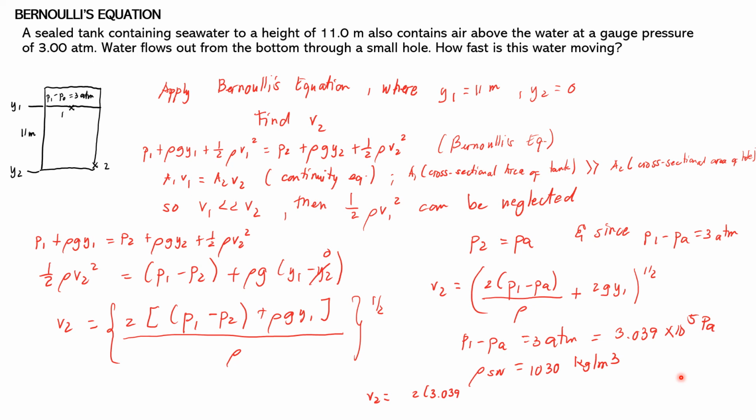Substituting all these values, we get the velocity at point 2 to be the square root of 2 times 3.039 times 10 to the 5 Pascal over 1030, plus 2 times 9.8 times 11, and that is equal to 28.4 meter per second. So this is what we've got: the velocity of the water moving out from the small hole is equal to 28.4 meter per second.